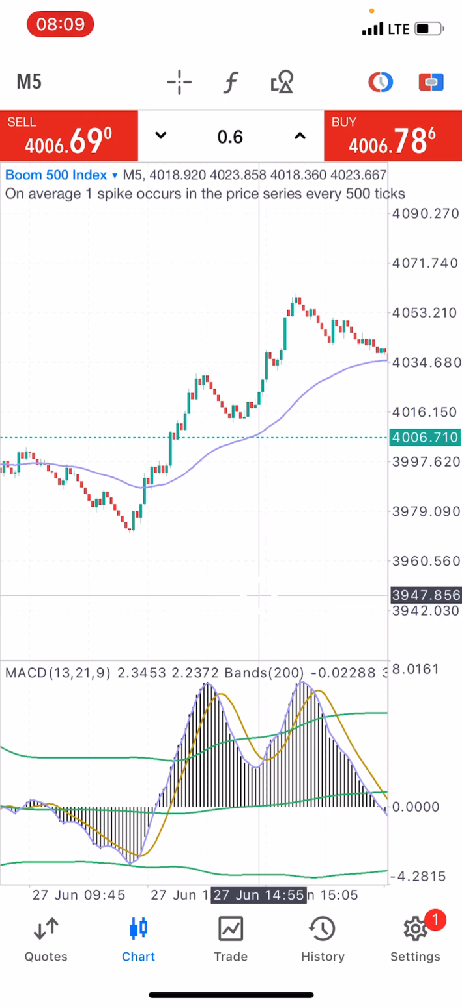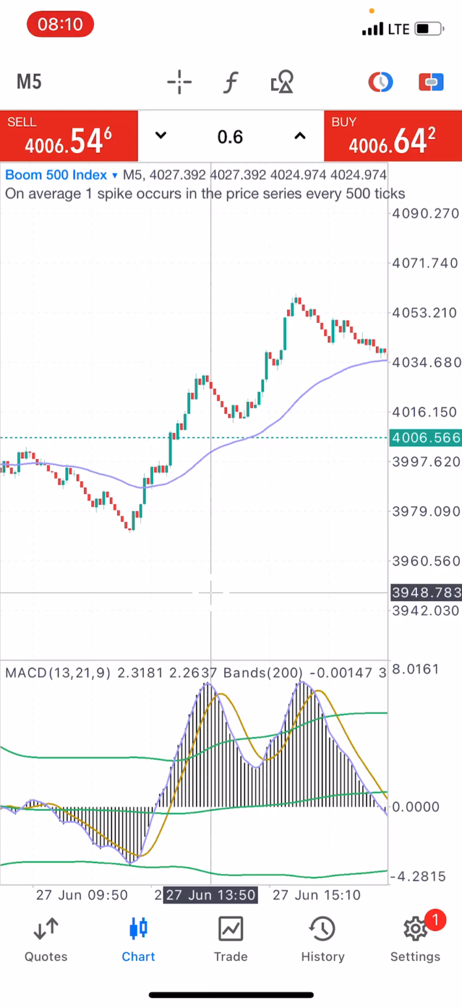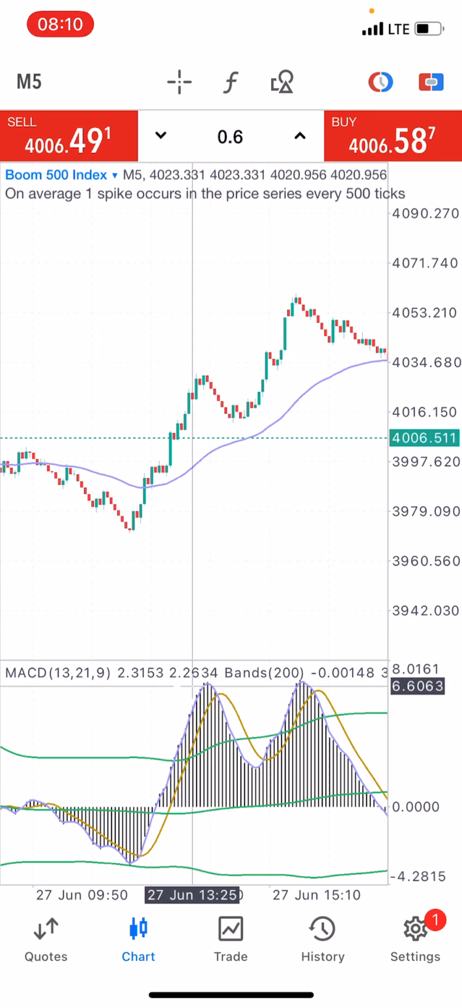So now if you want to scalp, maybe you are on the Boom 500 or any of the Boom pairs and you want to scalp into profit. Note, it's better that you scalp when the market is on a downtrend, so that in case the spike comes, it doesn't affect you that much.